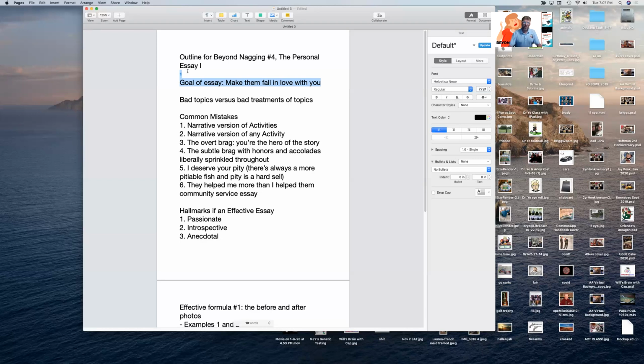But the key thing, I assign it as an optional homework assignment in my boot camp. But she says the goal of your application is to make them fall in love with you. That's the goal of your essay. Try to make someone fall in love with you, listing your GPA and your test scores and your activity accomplishments. That's your brag sheet. But you want to make them fall in love with you.